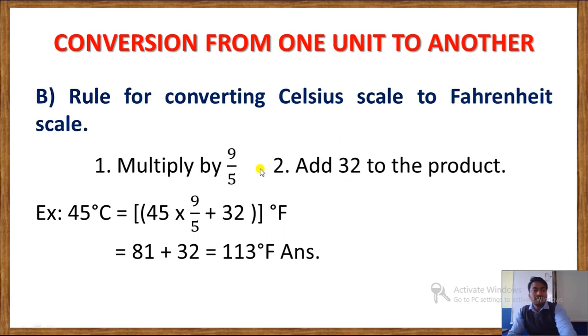Okay, then we had seen the rule for converting the Celsius scale to Fahrenheit. For this also we have 2 points. First, multiply by 9 by 5. Then second, add 32 to the product. Okay, so according to the points, see the example. Suppose here we have 45 degrees Celsius.